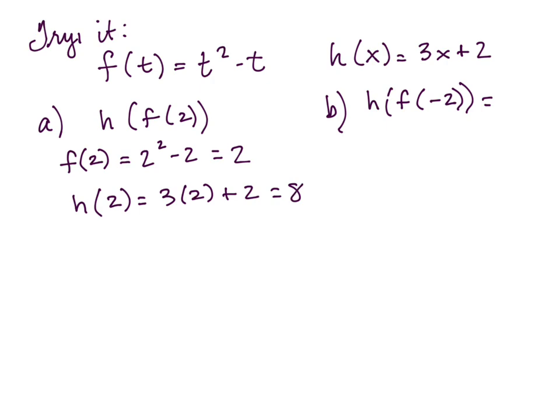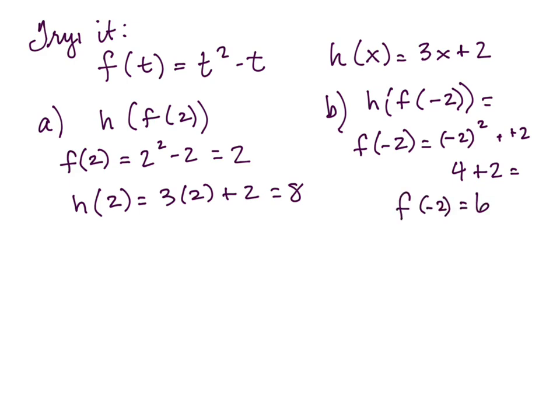How about the second one? Katie, what'd you do? Okay. But you would plug into f negative 2. Good. So negative 2 squared, with parentheses, minus negative 2, so plus 2. Good. And what is negative 2 squared with beautiful parentheses? 4. Good. 4 plus 2 is 6. So f of negative 2, that inner part, is equal to 6. So we're going to now evaluate h at 6, and we get 20.